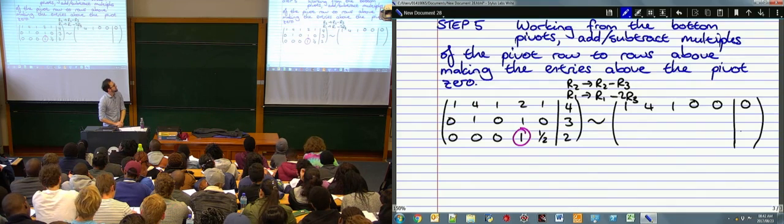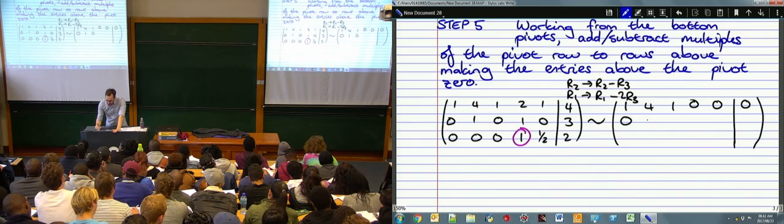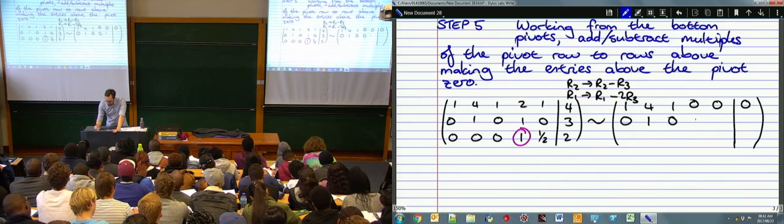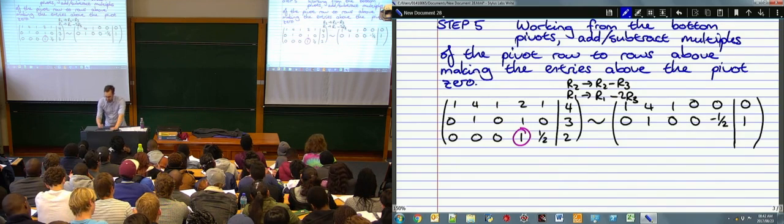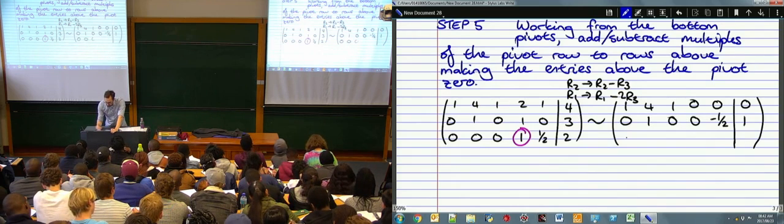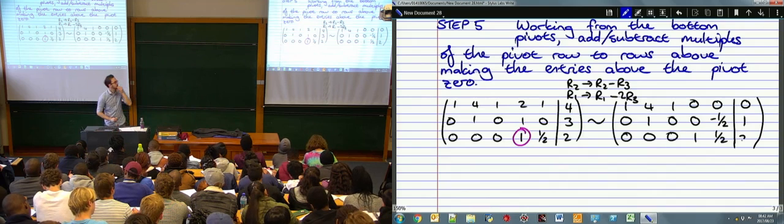Okay, and then the second row is just the second row minus the third row. So again, these entries can't change. 1 minus 1 is 0. 0 minus a half is minus a half. And 3 minus 2 is 1. And then this last row is 0, 0, 0, 1, 1 half, 2.